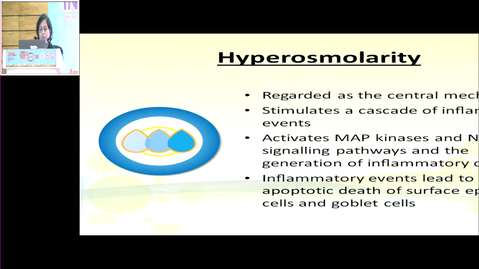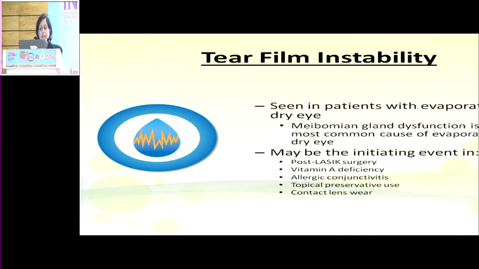And these inflammatory events lead to apoptotic death of the surface epithelial cells that we knew, but also the goblet cells. So we used to think of aqueous deficient dry eye, mucin deficient dry eye, and evaporative dry eye. But even these kinds of dry eyes can lead to mucin deficiency as well. And some of the agents that we have now can take care of this. There is a tear film instability. It is seen in patients with evaporative dry eye, and it is triggered by meibomian gland dysfunction.